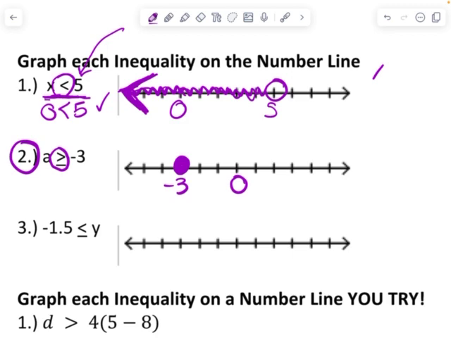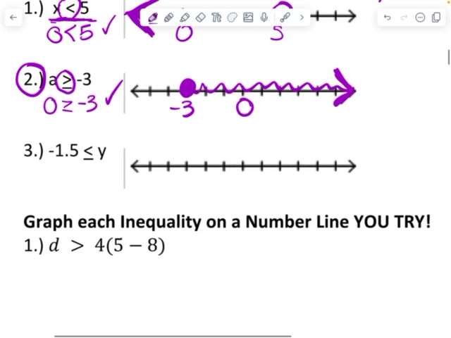Where am I going to shade? Well, a is greater than or equal to negative 3. Where are the numbers greater than or equal to negative 3? They're this way. I can test my point 0. 0 is greater than or equal to negative 3. That's true. And now look at number 3.